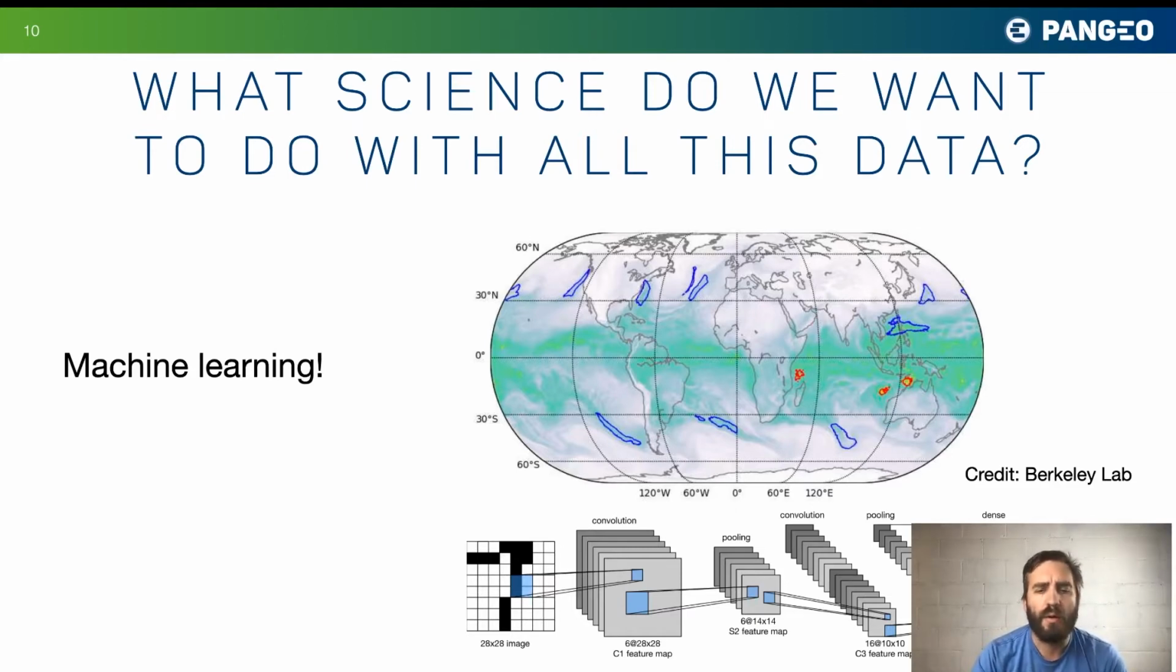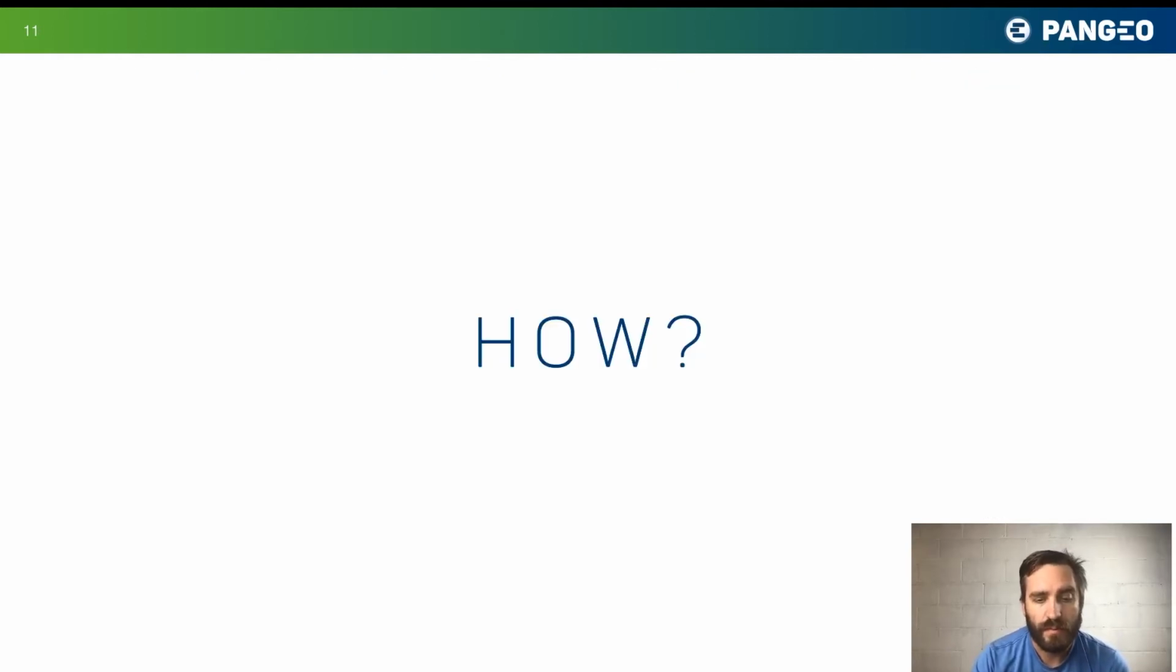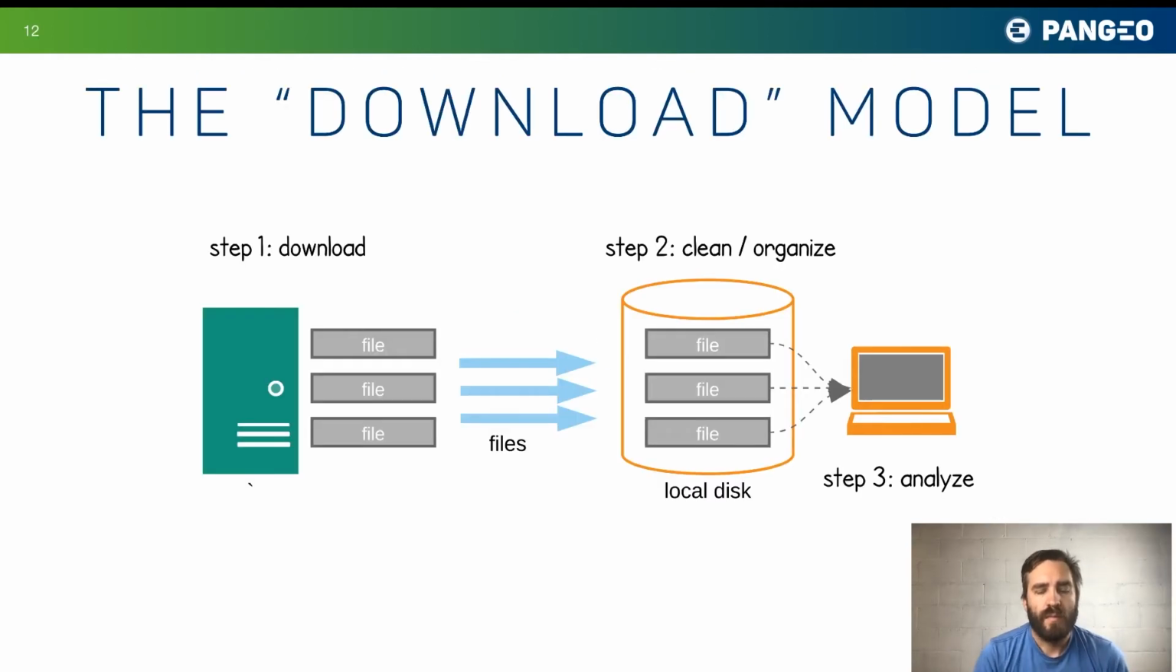So how are we actually going to analyze all this scientific data? Well, I was raised on the download model. In the download model, what you do is you go find the data files you need out there on the internet, perhaps in the data provider's portal or website, and you download those to your computer where you clean and organize them. And then finally, you're ready to analyze the data.